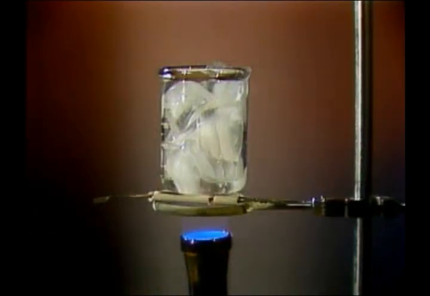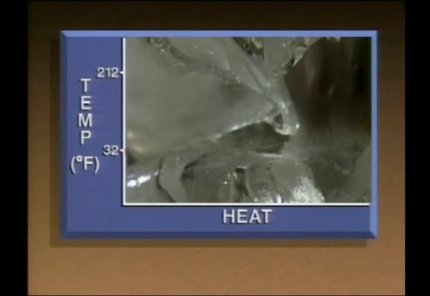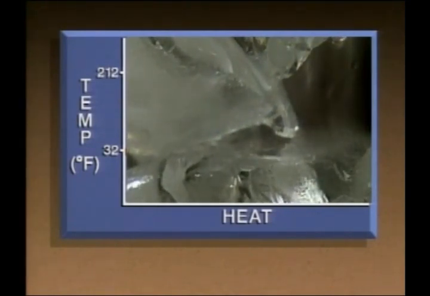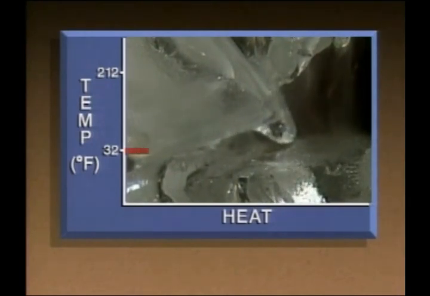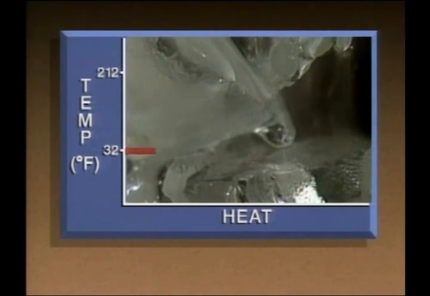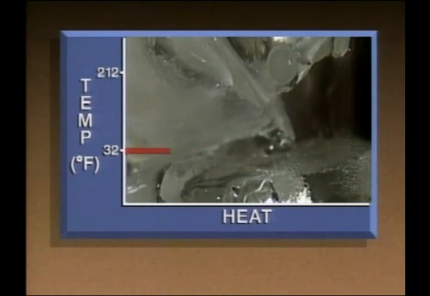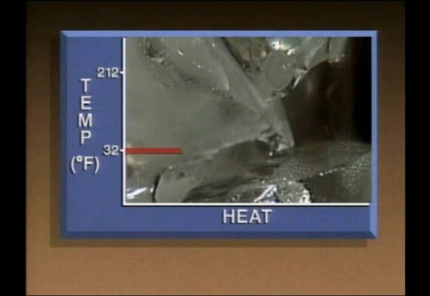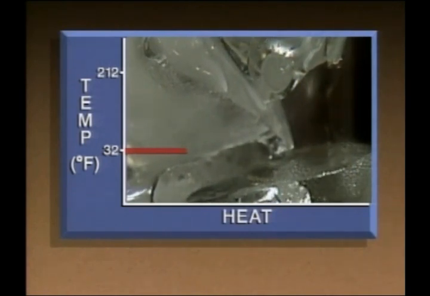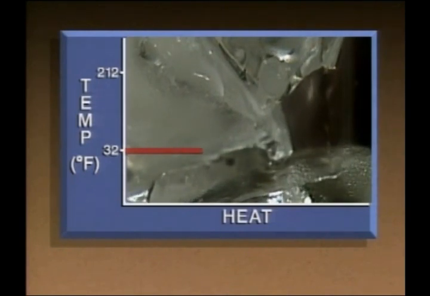We'll heat a beaker of ice to demonstrate phase changes and latent heat transfer. We'll also use a graph to show the relationship between temperature and heat. The ice is melting, but at first the temperature stays at 32 degrees Fahrenheit. Latent heat is being absorbed by the ice. The latent heat causes the molecules of ice to overcome the molecular forces holding them together. As a result, the molecules move freely as a liquid. But as yet, there is no temperature change. There's only a phase change from solid to liquid.